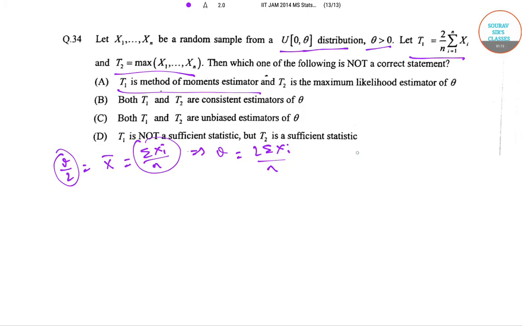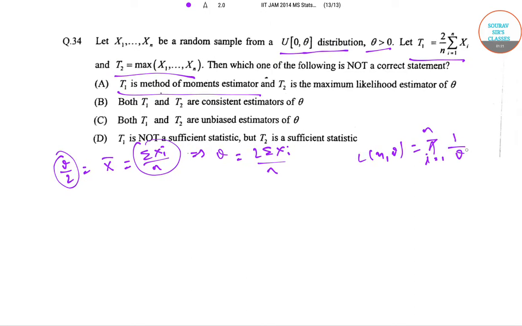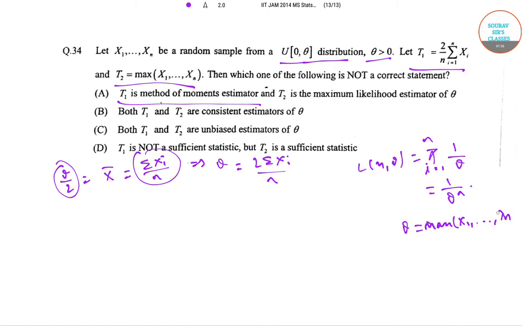The likelihood function can be written as product i is equal to 1 to n of 1 by theta, which is equal to 1 by theta to the power n. Now for this to be maximum, theta needs to be the maximum of x1 to xn. Thus T2 is the maximum likelihood estimator of theta.